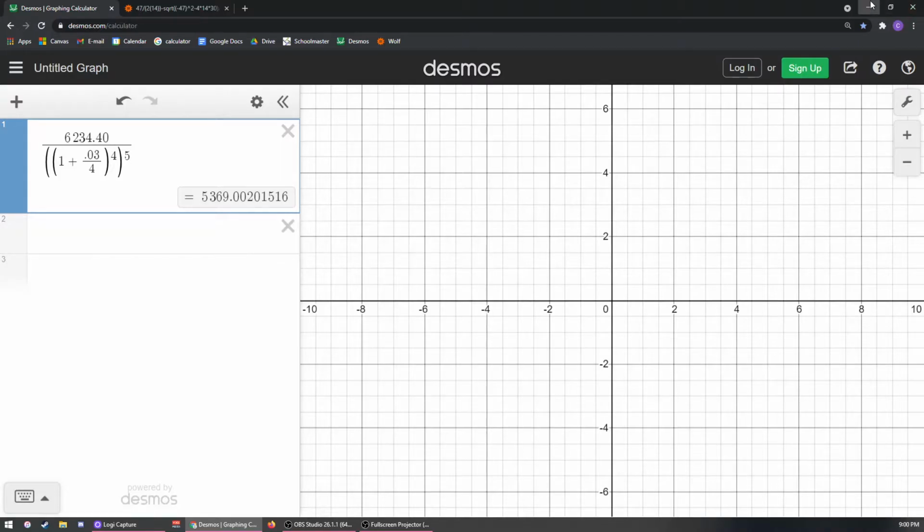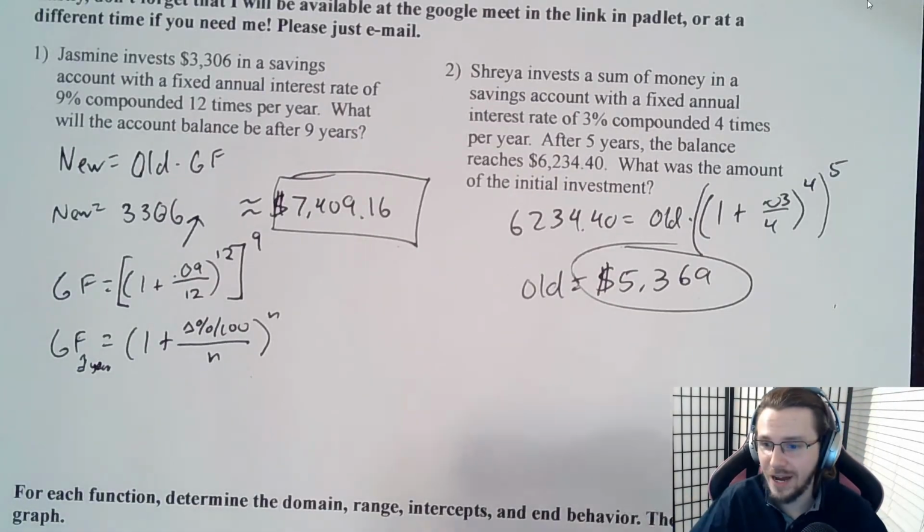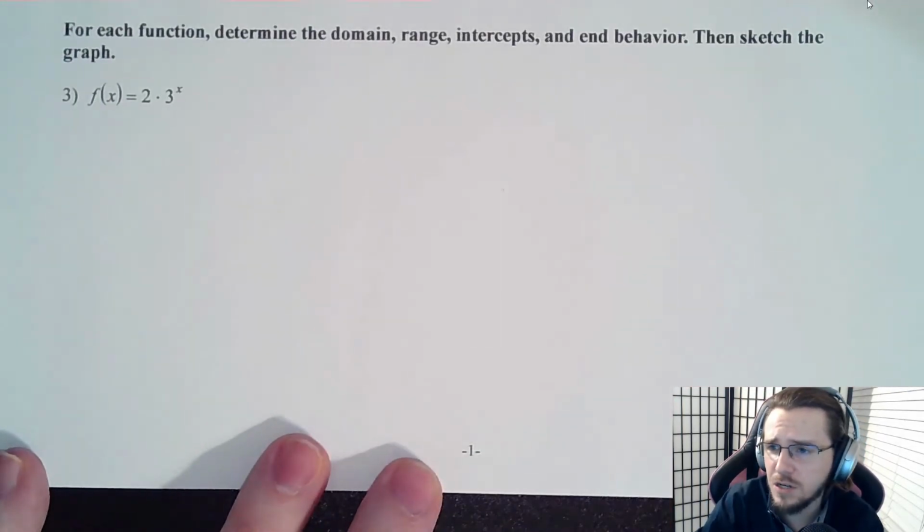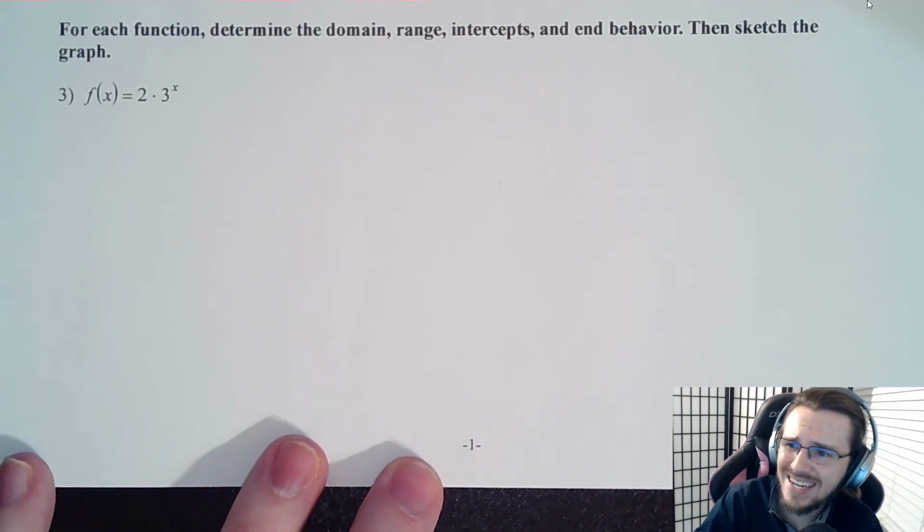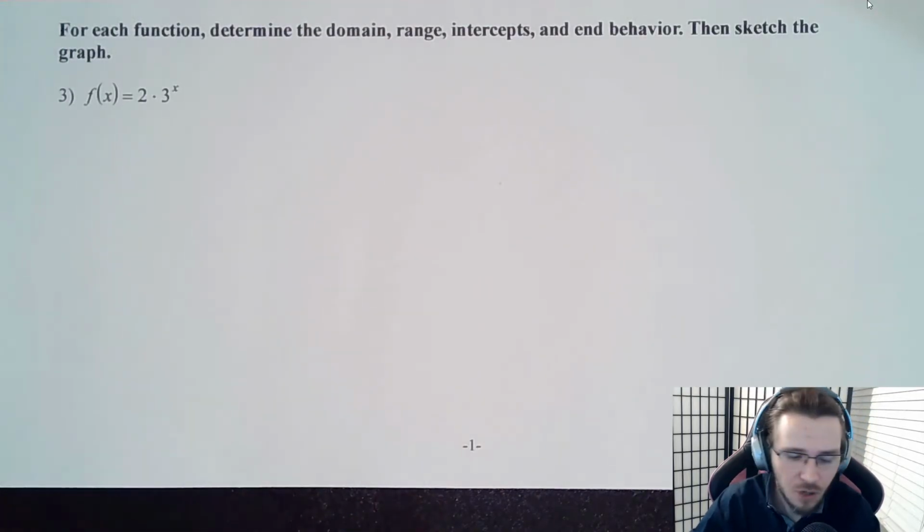There we go. Not too painful. Let's do our graphs here that had all the other information that we were supposed to get done. So for each function, determine the domain, range, intercepts, and end behavior. For this situation, again, really want to have your notes out. The notes kind of tell you what you got to do.